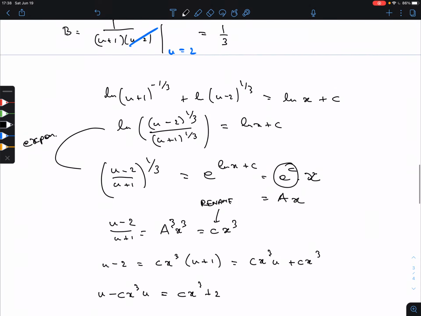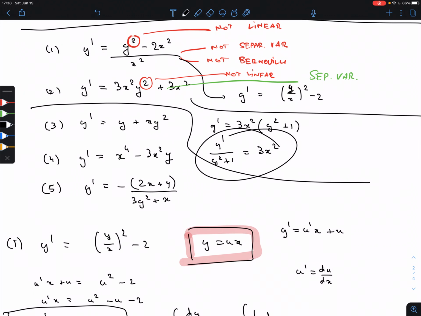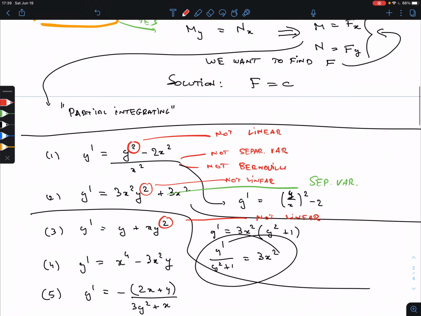All right, what is number 3? Let's look at the third one. Y prime is y plus xy squared. This looks linear? No, because of the y squared, it's not linear. So this again tells me it's not linear. So if it's not linear, what's the next one?